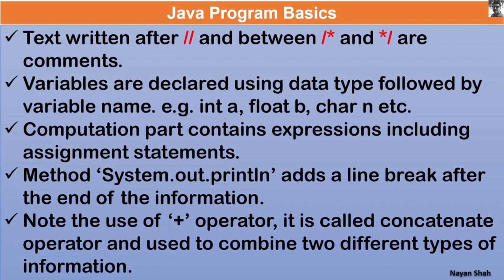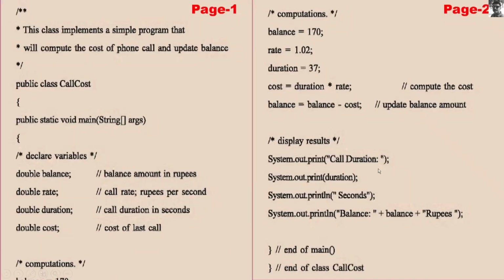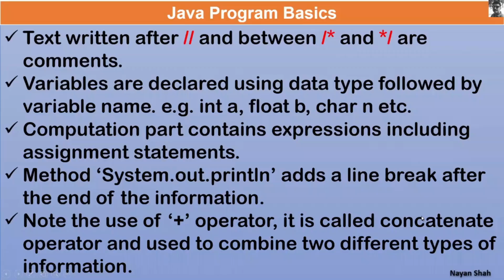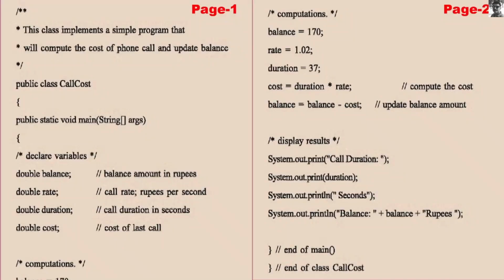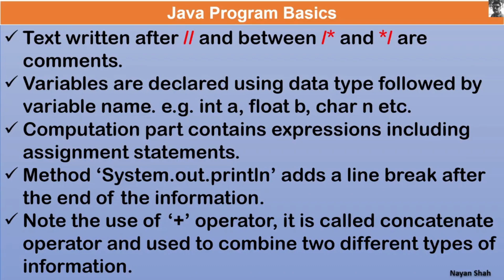The method System.out.println adds a line break after the end of the information. And note the use of the plus operator. As you see here, plus, plus, plus operator. It is called the concatenate operator. To concatenate means to join, and it is used to combine two different types of information. So here this first balance is a string, this balance is a variable, and again this rupees is a string. To combine these, we need to use the concatenate operator, that is the plus sign. So these are some things about the program which we have seen.